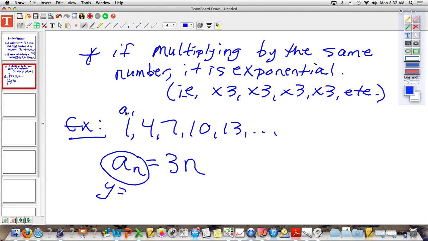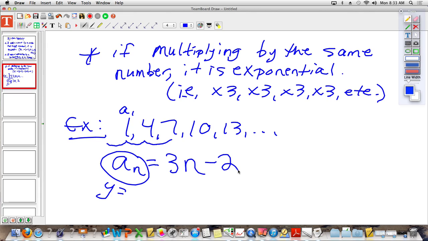So to write your sequence, or your rule for your sequence, you need to work backwards one step and figure out what would happen if you were to have a 0 term. What would be a sub 0? So if you are adding 3 to go from 1 to 4, and then adding 3 to go from 4 to 7, and so on, you work backwards one step by subtracting 3. So if I subtract 3 from 1, you get negative 2.